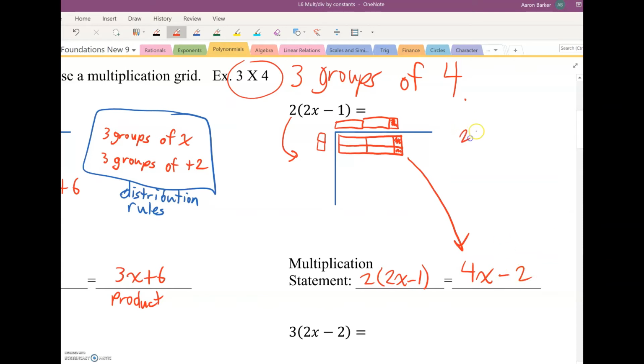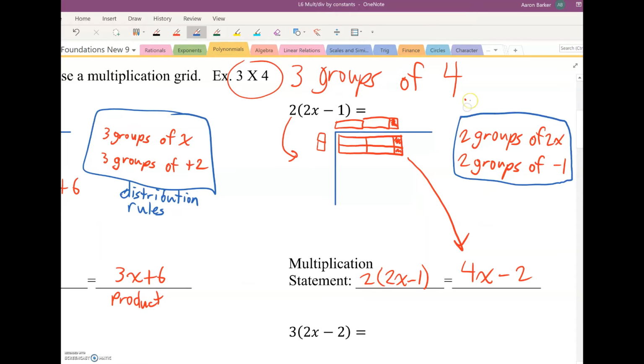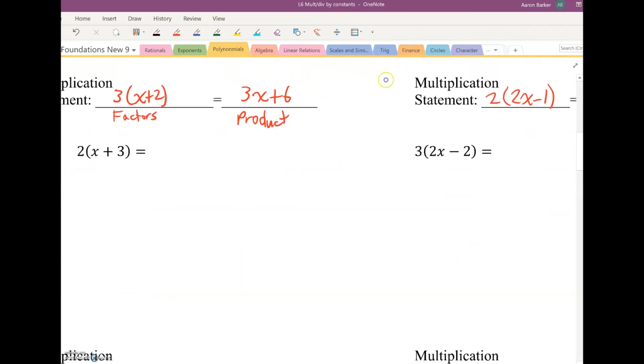So there are 2 groups of 2x, and there are 2 groups of minus 1. And again, that's kind of an important thing that you want to see. It's really going to help us for tomorrow and for division later on. Okay, so a couple other examples here.